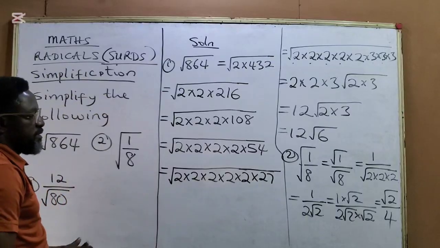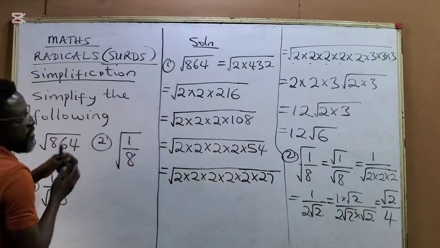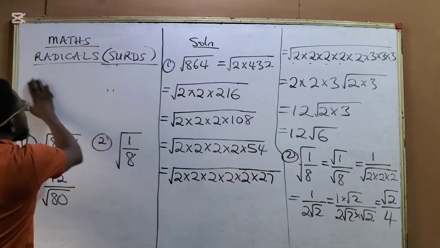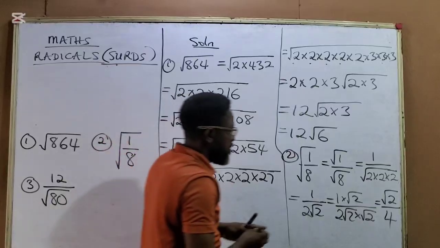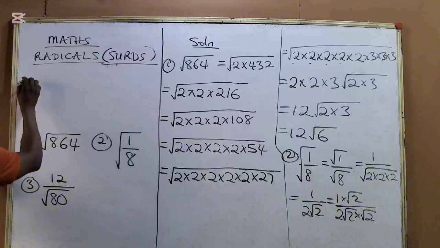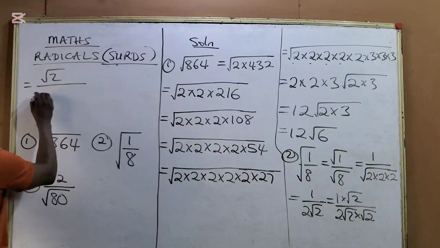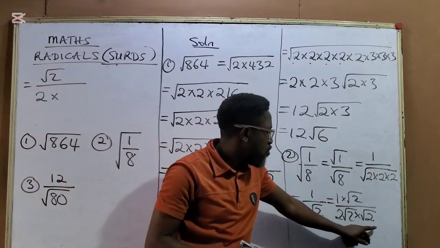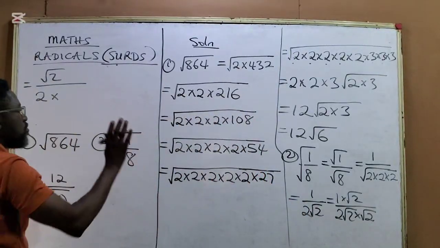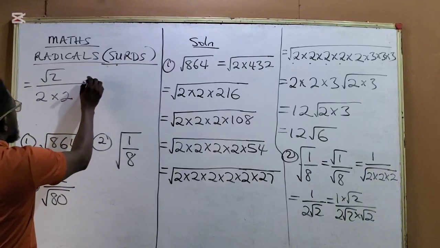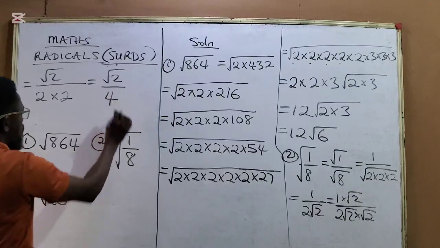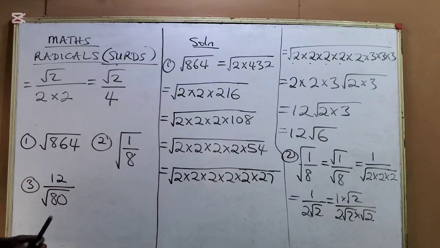Now, to actually obtain that, let me just clean this one so you see it clearly. 1 times root 2 gives us root 2. Then we have 2 times root 2 times root 2. Using the third rule of radicals, that will give us 2. And then that will give us root 2 all over 4.